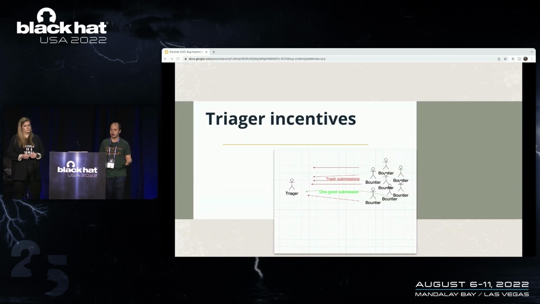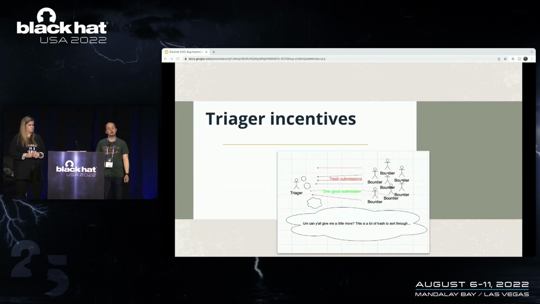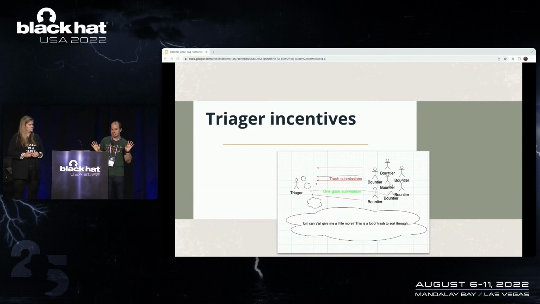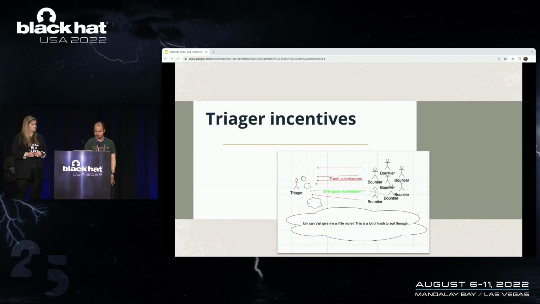And so oftentimes, they'll just reply to all of these submissions, hey, can you give me a little bit more information? Can you push that bug one step forward? Can you show me a little bit more so that I can get through these issues a little bit faster because there's just so much garbage that came in? So those are the two main incentives, both from the triager and the researcher side, that can lead to some of these privacy issues.